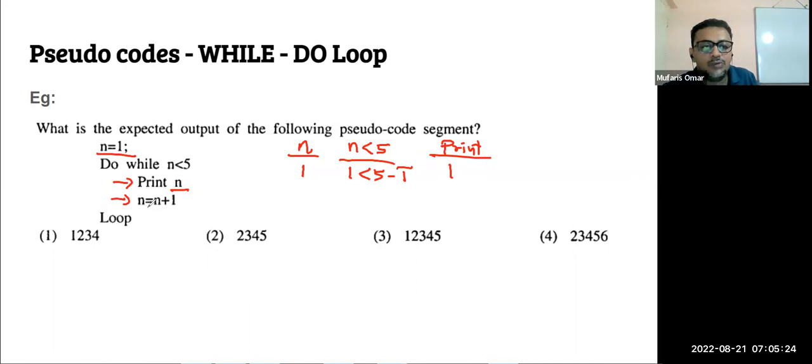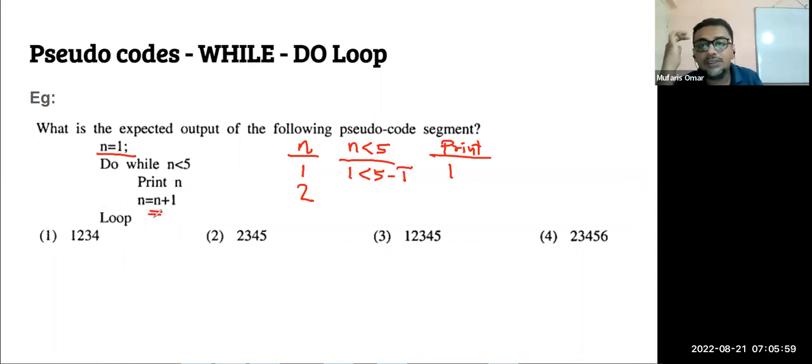Now, second one, n equal n plus 1. That means the value of n is 1 plus 1. You take the value from here and add 1 to n. So what will be the new value of n? n plus 1, now you have 1 plus 1, so it will become 2. Is that clear? The n will become 2. So what you have to do is take the previous value and add 1.